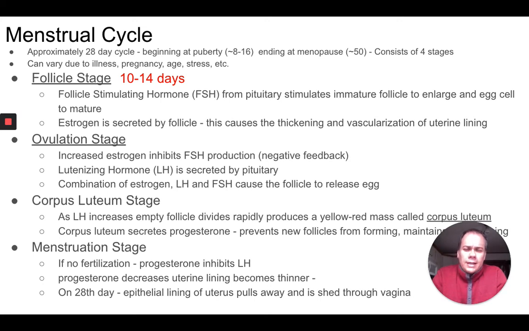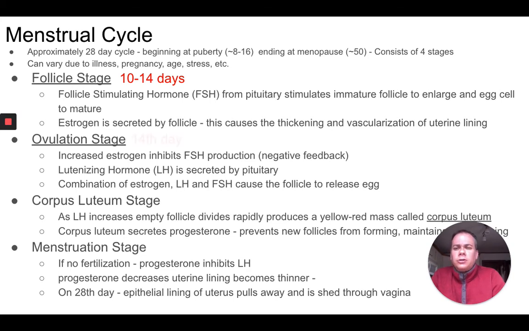As that follicle starts to mature, it releases its own hormones. It releases estrogen. And estrogen's effect is to cause the lining of the uterus to start to thicken, to develop a higher supply of blood vessels. What it's doing is getting the uterus ready for a fertilized egg to implant.